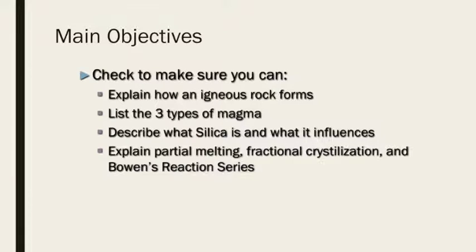So I know there's a lot going on here. A lot of those terms are definitely tricky, so take a look at those again if you need to, but ultimately you should now know how an igneous rock forms. You should be able to list the 3 types of magma. You should be able to describe what silica is and then what silica influences. And then also, you should be able to explain partial melting, fractional crystallization, and Bowen's reaction series. Those are 3 definitely tricky terms, so take another look at that if you have to. Otherwise, that concludes Chapter 5.1.